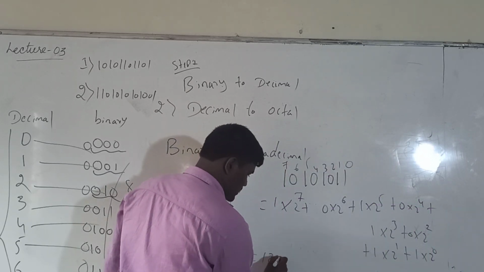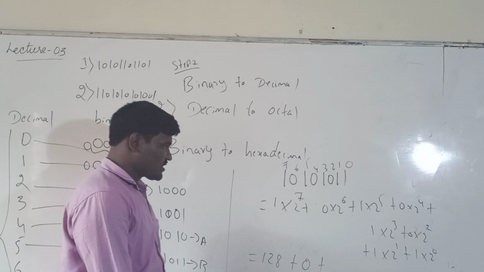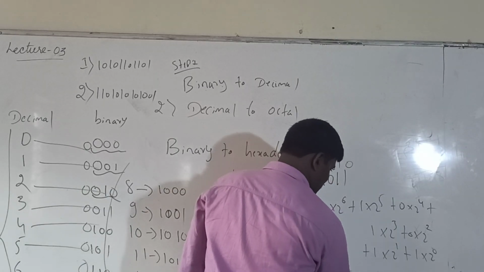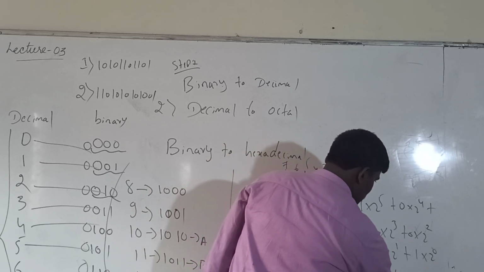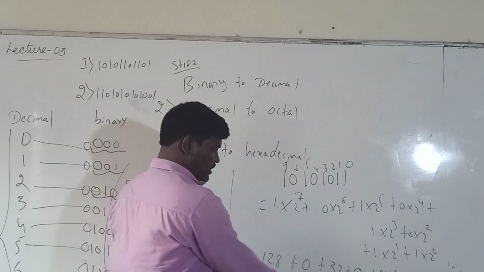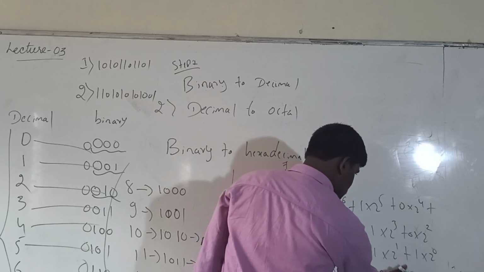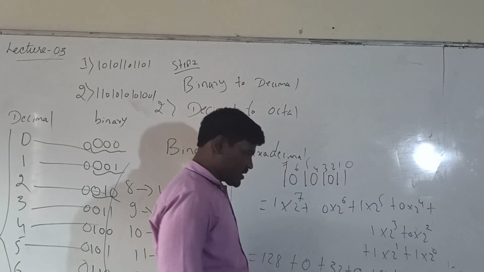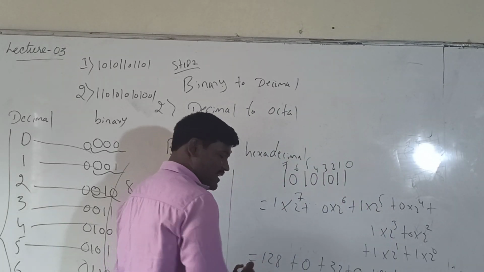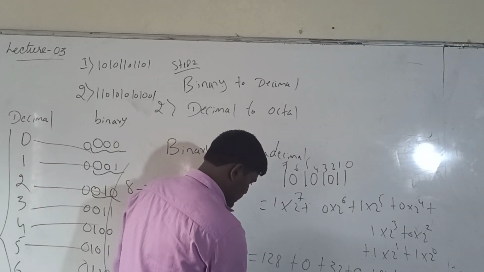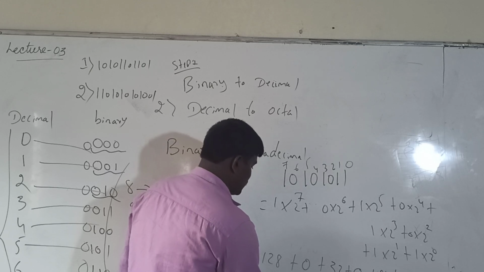So here 2 raised to 7 is 128, plus 0, because 0 into any value is 0 only. 2 raised to 5 is 32. 2 raised to 3 is 8, plus 0 into 2, plus 1. 32 plus 8 is 40. 40 plus 2 is 42, plus 1 is 43. 43 plus 8 is 51. 51 plus 120, that is 171 to the base 10.